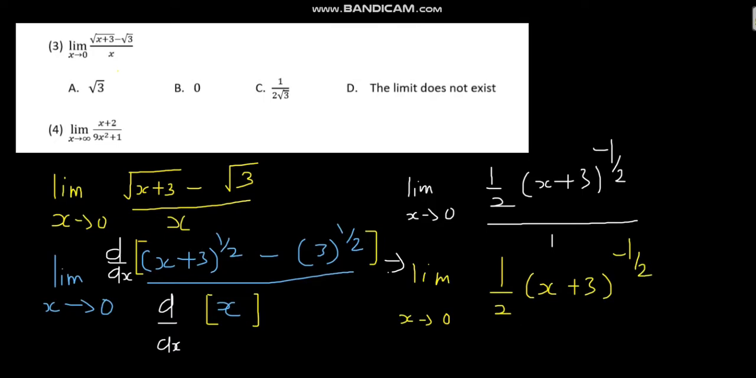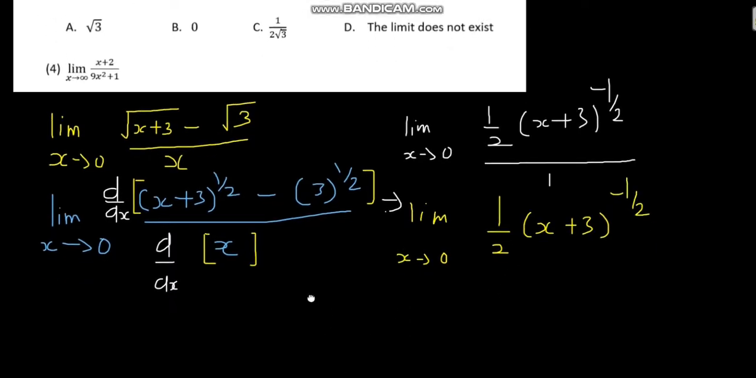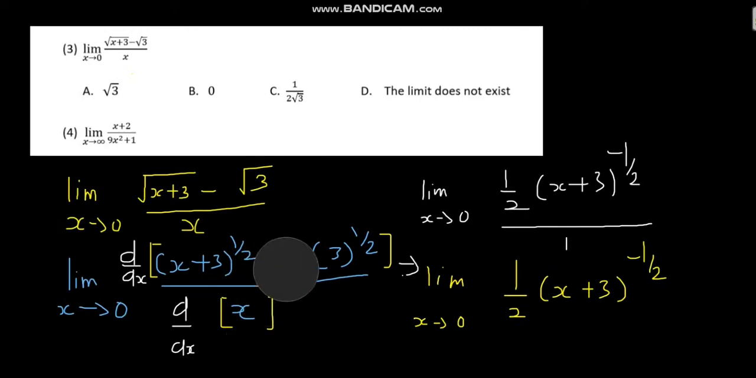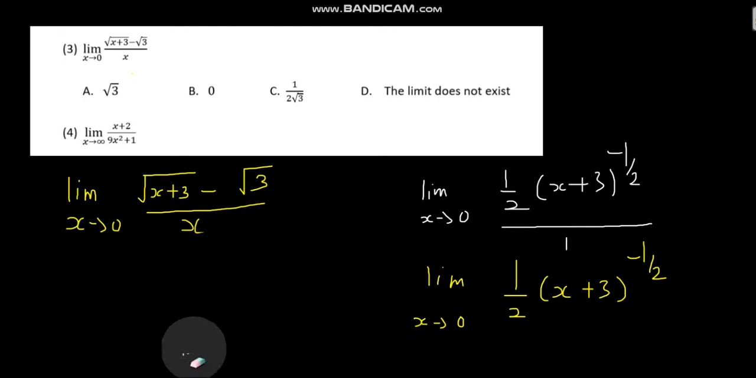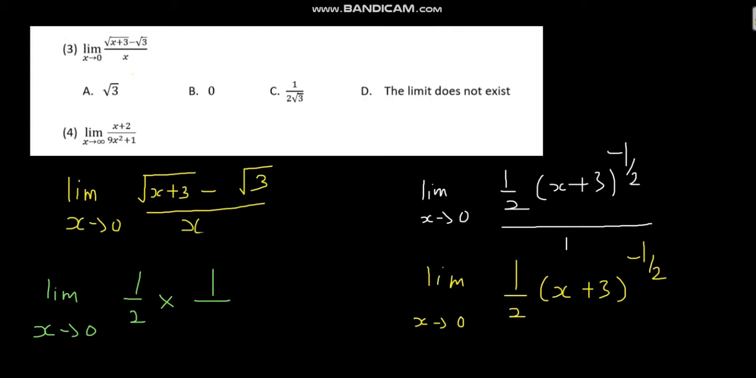So I'm going to rewrite this here. Let me free up some space. So that was the limit as x approaches 0. This now becomes 1 over 2 times 1 over the square root of x plus 3. It's the same thing, I have it written in this form.